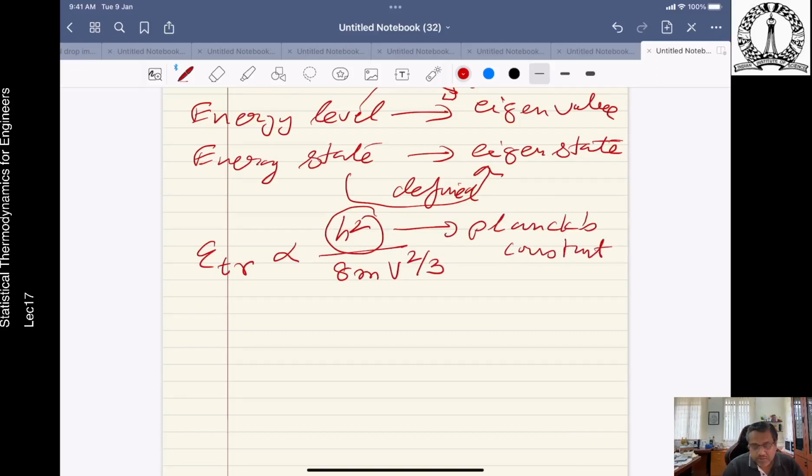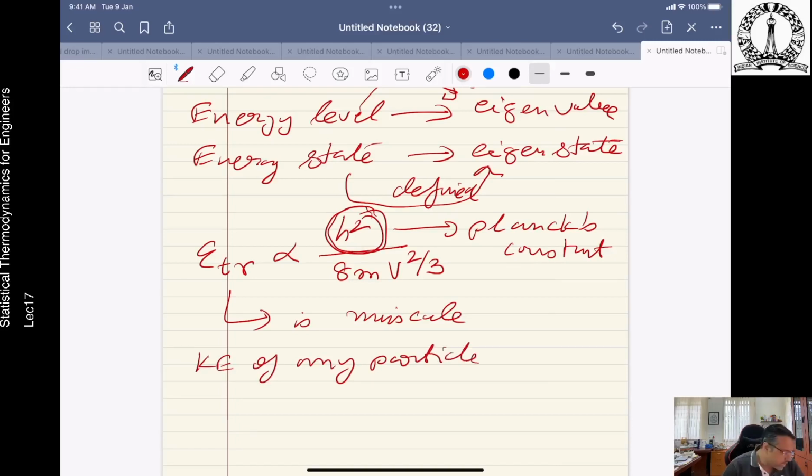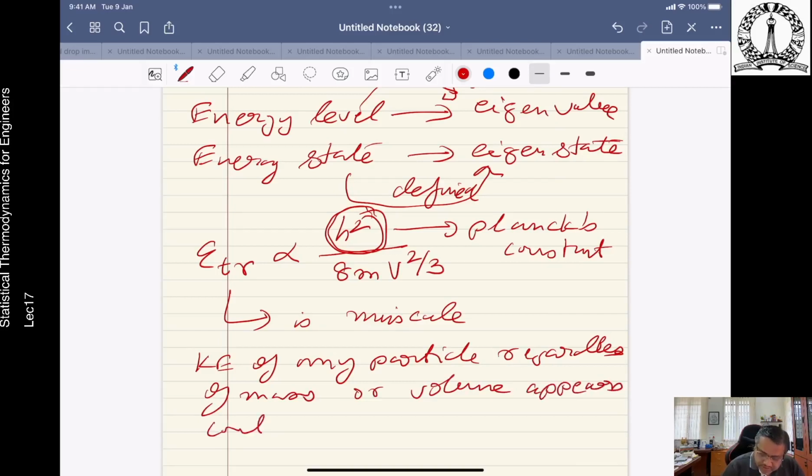Very low. So therefore, this is minuscule, due to its dependence on the square of Planck's constant. For this reason, the kinetic energy of any particle, regardless of its size, regardless of mass or volume, appears continuous.